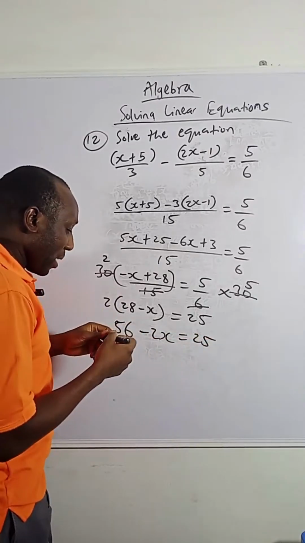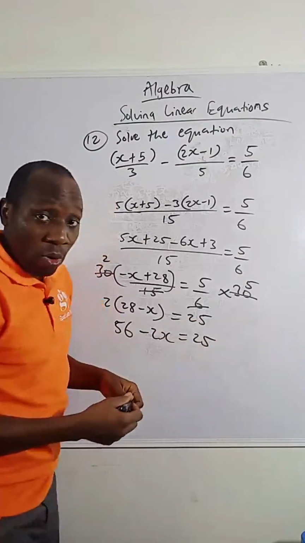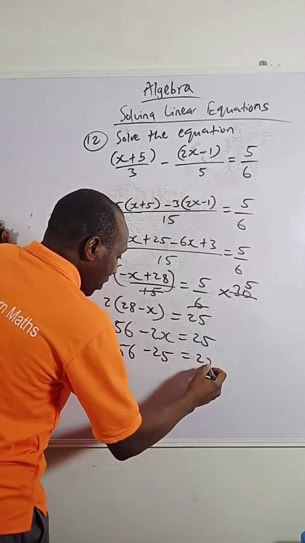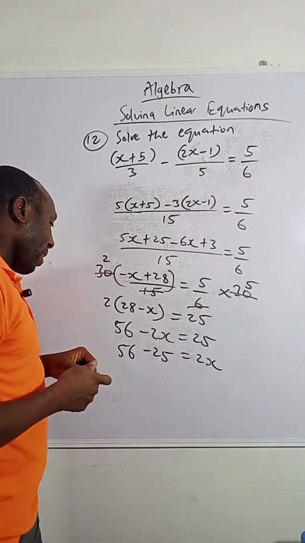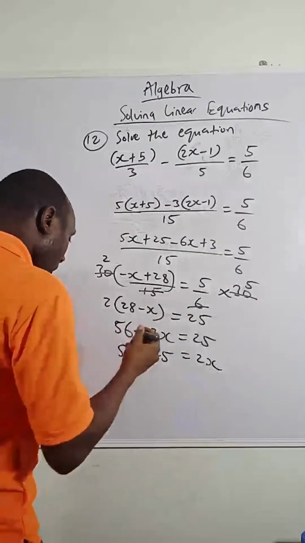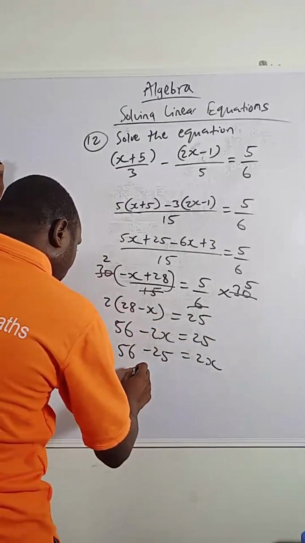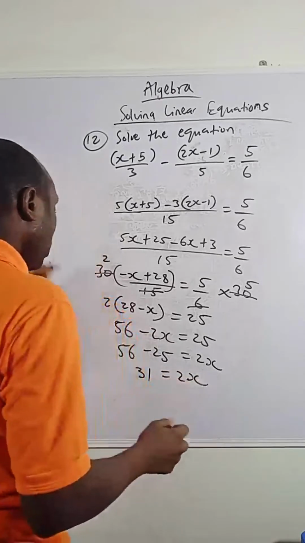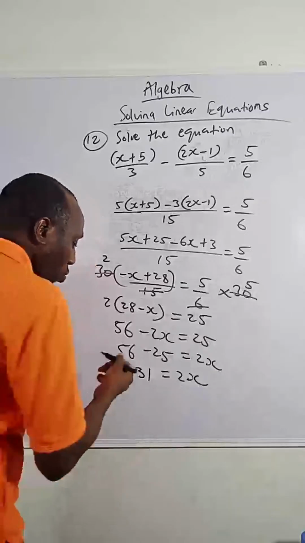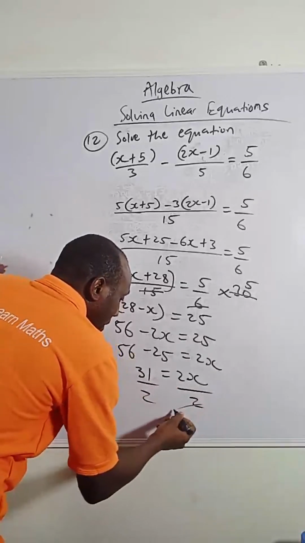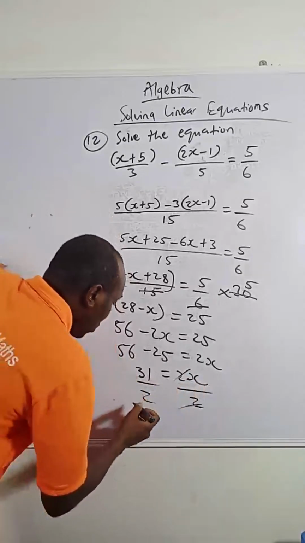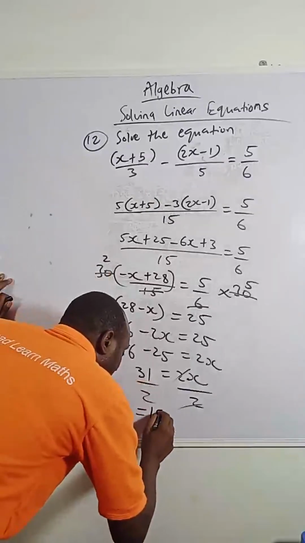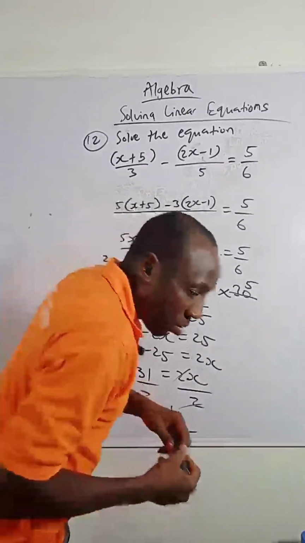So if I collect like terms, I'm going to move minus 2x over just to make it positive. So that's 56 minus 25 is equal to 2x. What is 56 minus 25? That's 31. So 31 is equal to 2x. So we divide both sides by 2 because we want to get the value of x. So x is equal to 31 over 2. Or you can say x is equal to 15 whole number 1 over 2, which is 15 and a half.